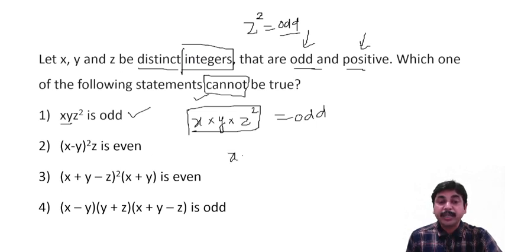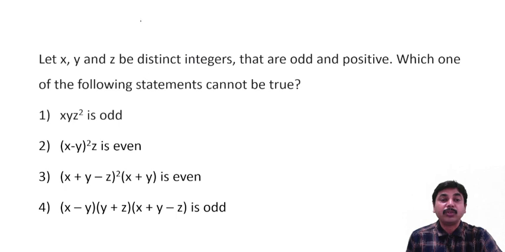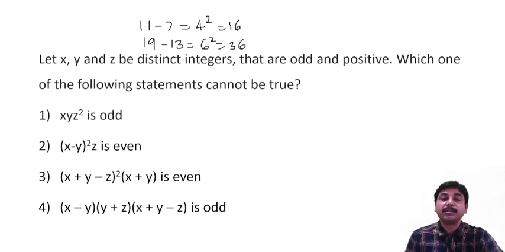Now second, x minus y whole square into z is even. Now always remember, whenever you are taking subtraction of two odd numbers, it is always even. So 7 minus 5 is 2, 2 square is 4. Okay, you take any numbers, for example 11 minus 7. So 11 minus 7 is 4. So what is 4 square? 4 square is 16. You take 19 minus 13. 19 minus 13 is 6. 6 square is 36.